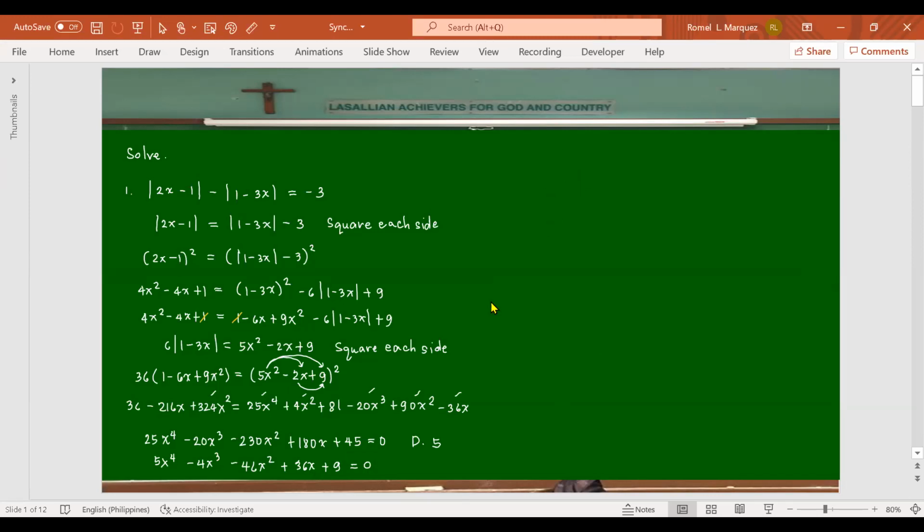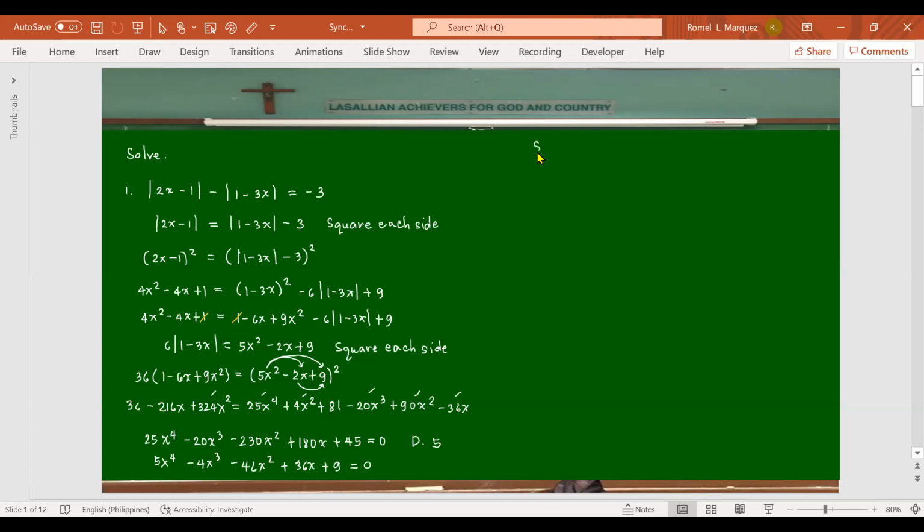Okay. Now, this is not actually part of our topic, to solve a polynomial equation like this. But to solve this, of course, all you need to do is to express the left side in factored form. Do you know how to factor this? You're going to use synthetic division. You know synthetic division, guys?